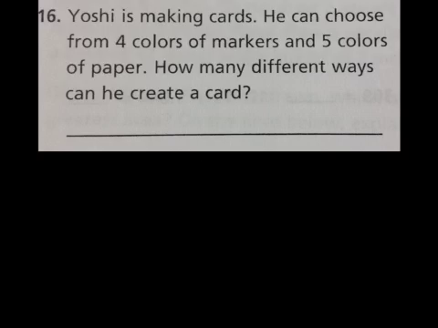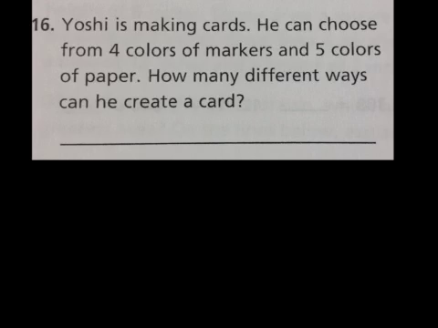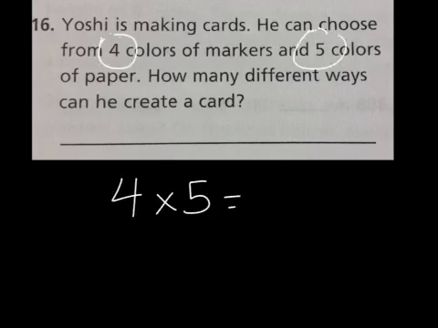Number 16 says Yoshi is making cards. He can choose from 4 colors of markers and 5 colors of paper. How many different ways can he create a card? Remember, when we're taking a certain number of one thing and then combining a certain number of something else, that is a combination problem. So we are combining 4 and 5, and we multiply those, and that gives us 20 different ways that he can create a card.